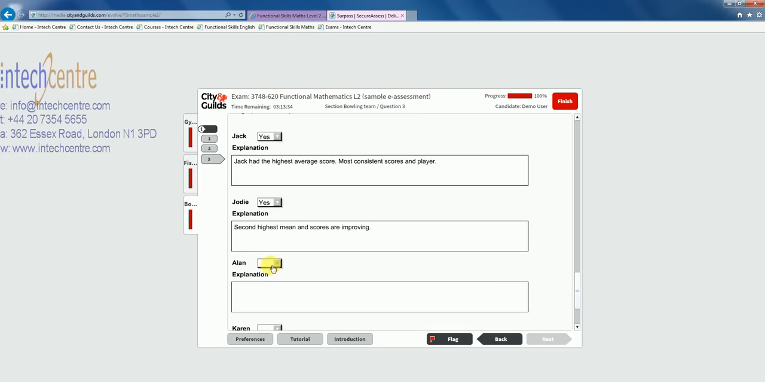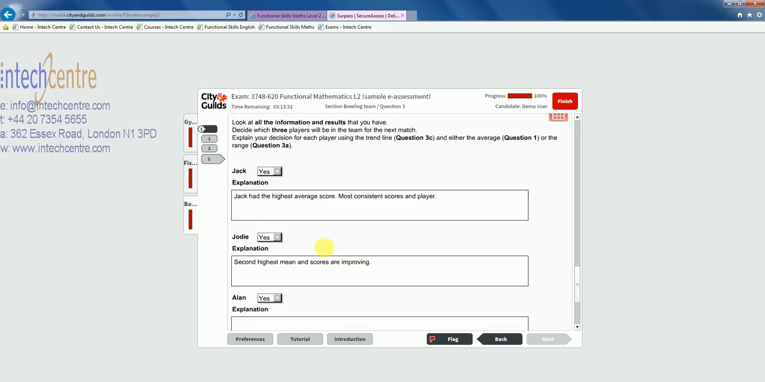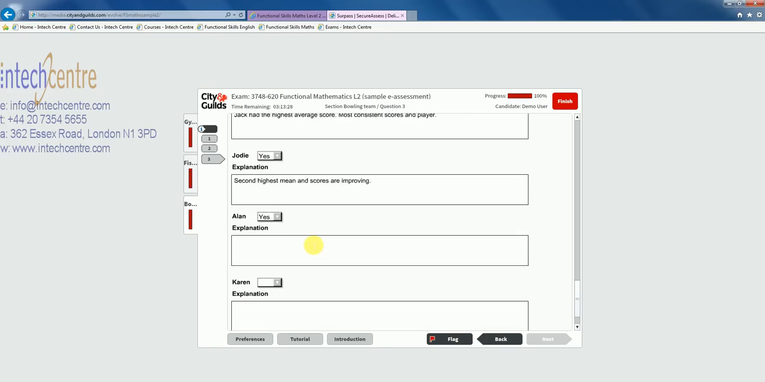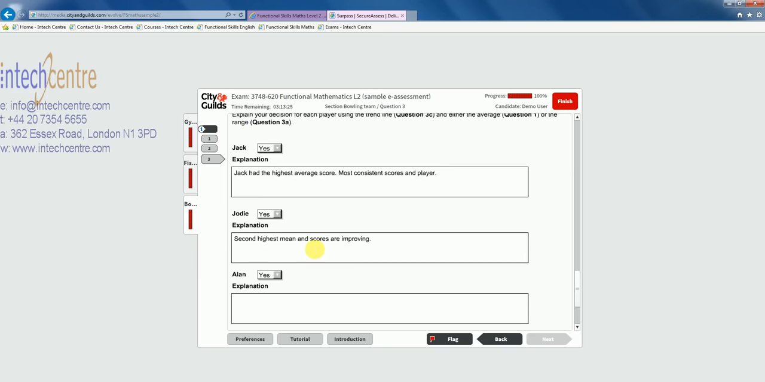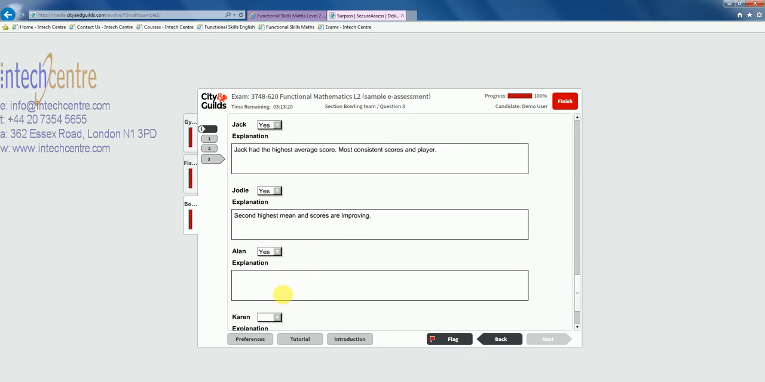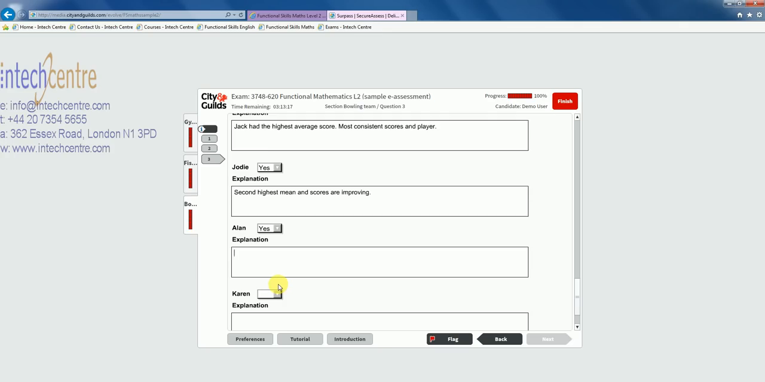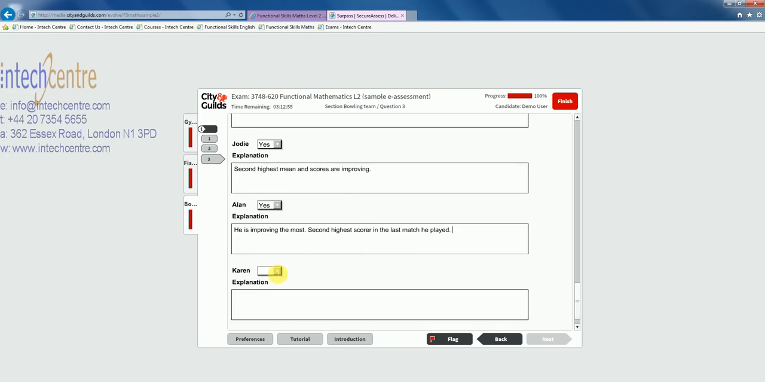So we have Alan. We could pick yes or no. It's asking you to pick 3 players. As long as you have a reasonable explanation, you've picked 3 players in the team, and you've selected one for no, and you explain the reason why you would include them in the team. So Alan, he's second, so I would probably pick Alan. He's improving the most as the matches go along. He also has the second highest score in the last match he played. So he is improving. Karen, yes or no?